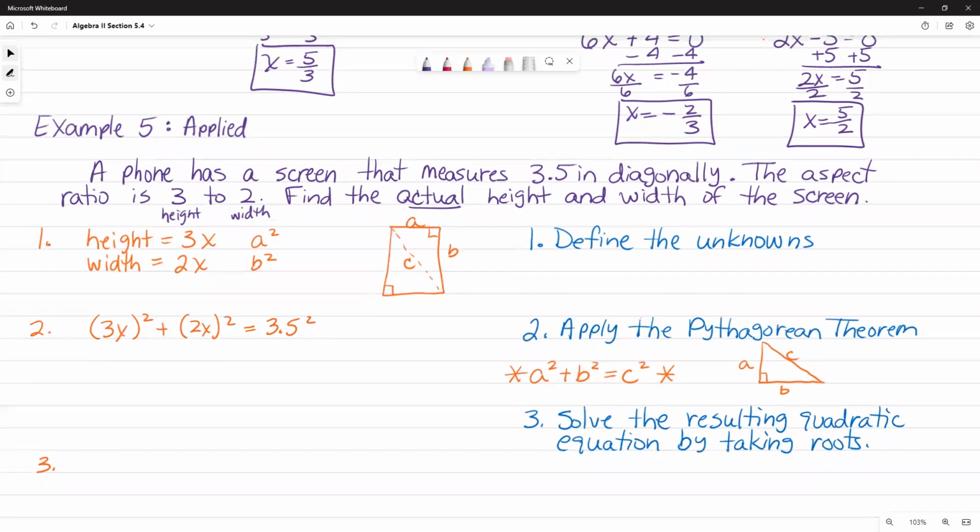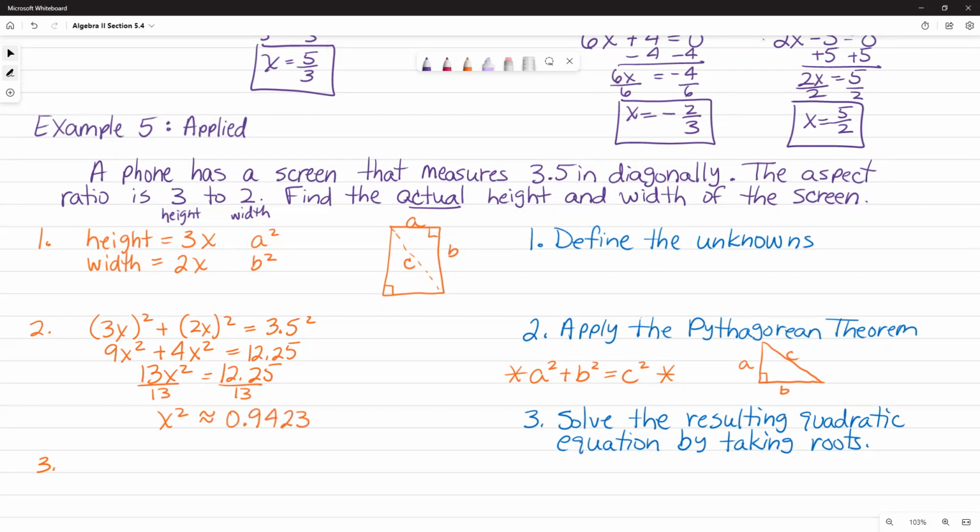All right, so 3x squared is 9x squared, plus 2x squared, that's 4x squared, and then 3.5 squared is 12.25. And then I'm going to combine my like terms here, and I get 13x squared equals 12.25. All right, so the 13 is not being squared. It's just the x. So both sides get divided by 13. And we end up with x squared equals, approximately 0.9423.